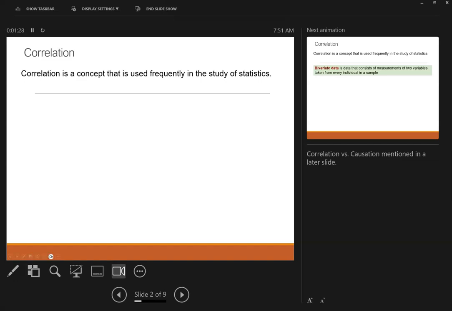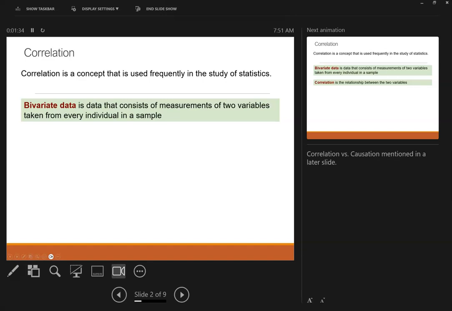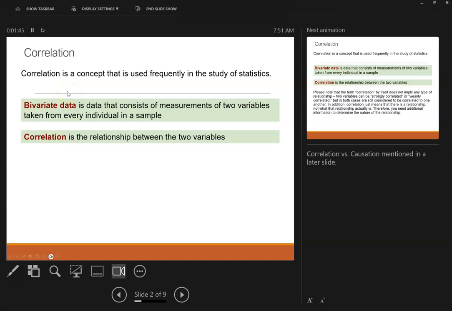So the whole idea for chapter 14 is this concept of correlation. If you have bivariate data, meaning you have two variables, you can check for the correlation, i.e. the relationship between those two variables. If these two variables are related, what kind of relationship do they have? Like mathematical relationship.